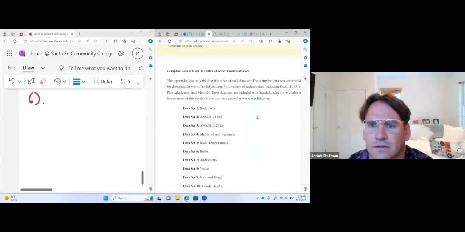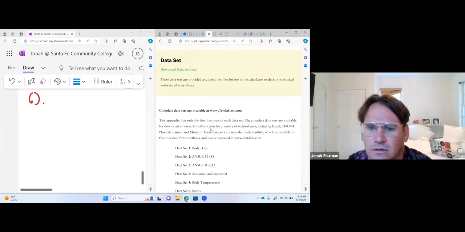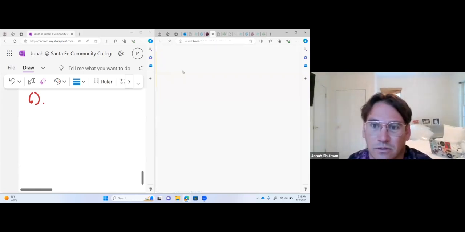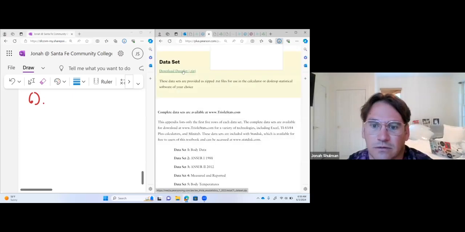This appendix lists the first 5 rows of each data set. The complete data is available for download and trial stats, including Excel. I'd use Excel. I like Excel, but you use whatever you want. Let's see what actually happens when I download this data.